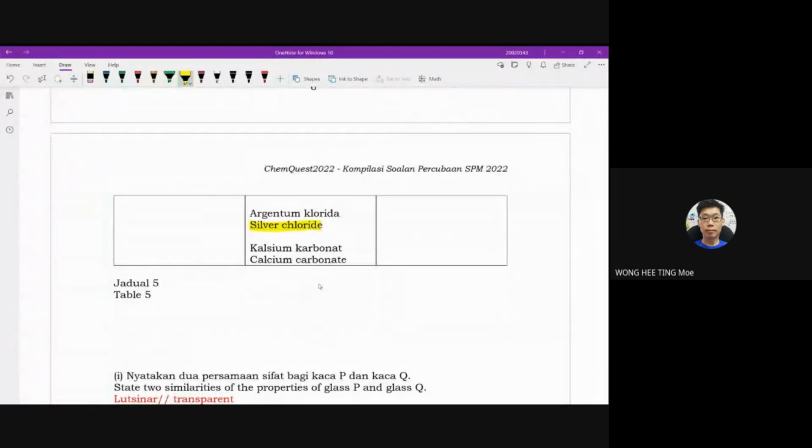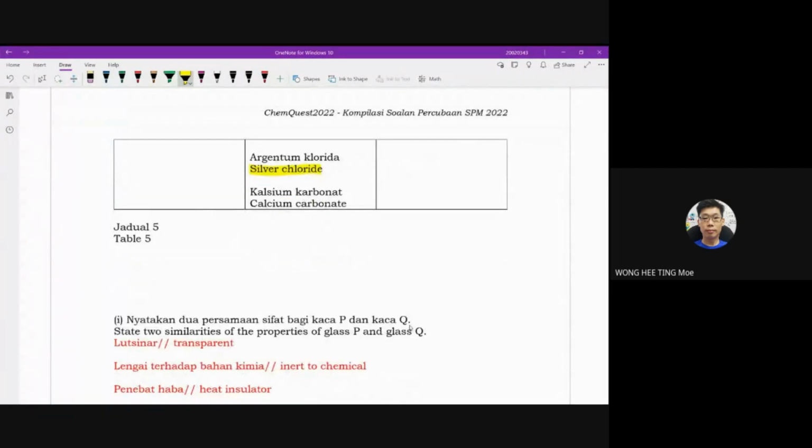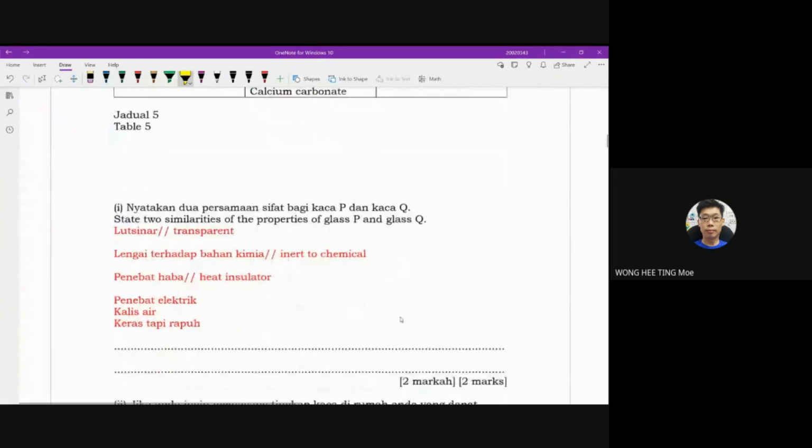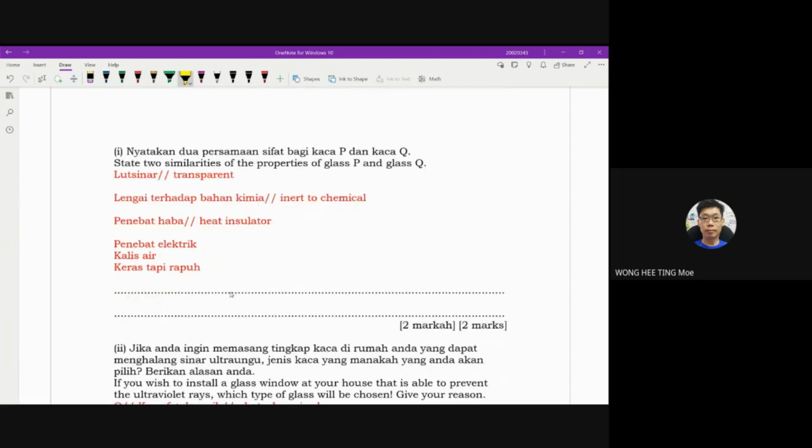So step 2, similarity of the properties of glass P and Q. They are transparent, inert to chemicals, heat insulator, electrical insulator, hard but brittle, and water resistant. Any two, you can write any two.